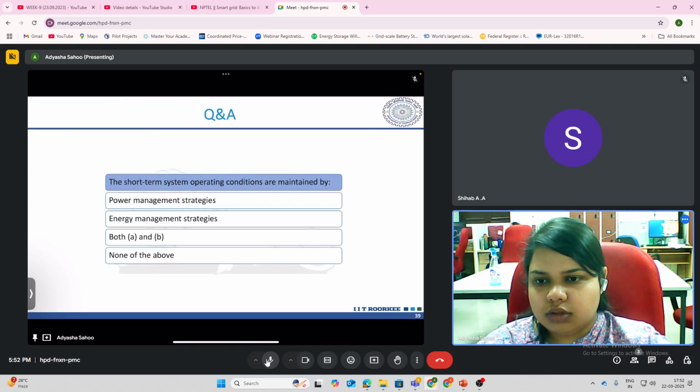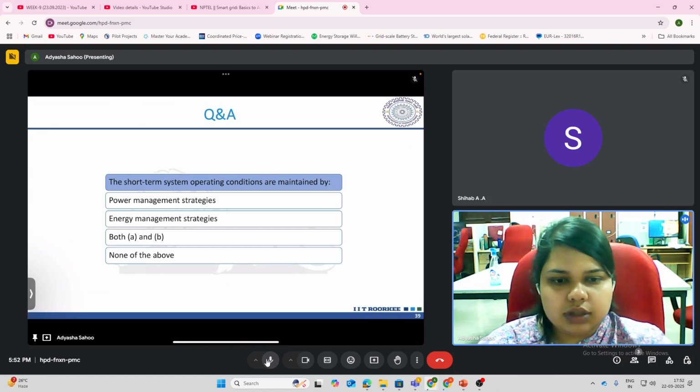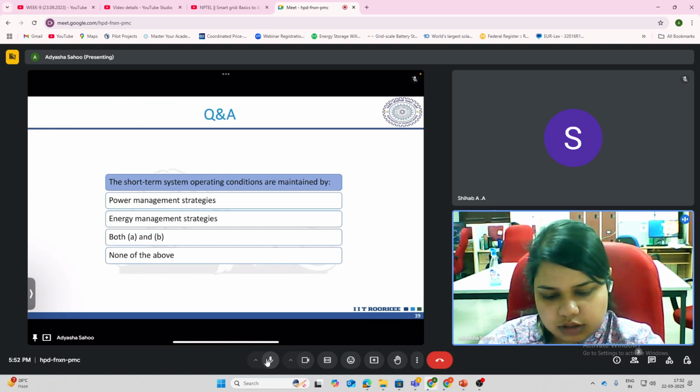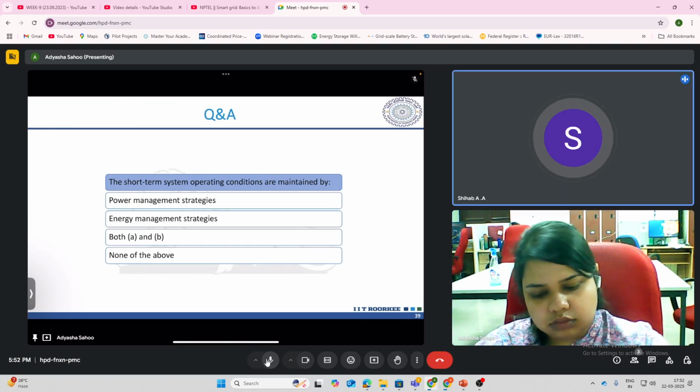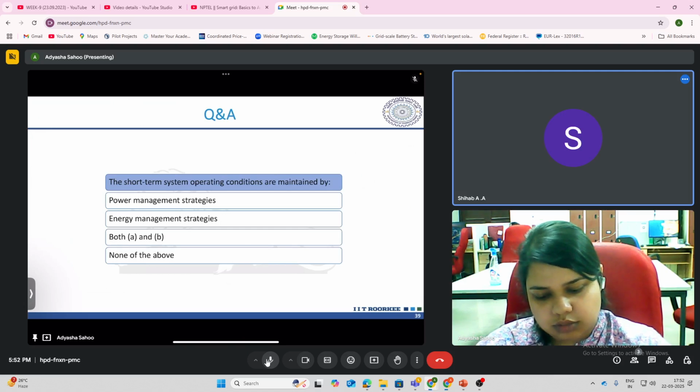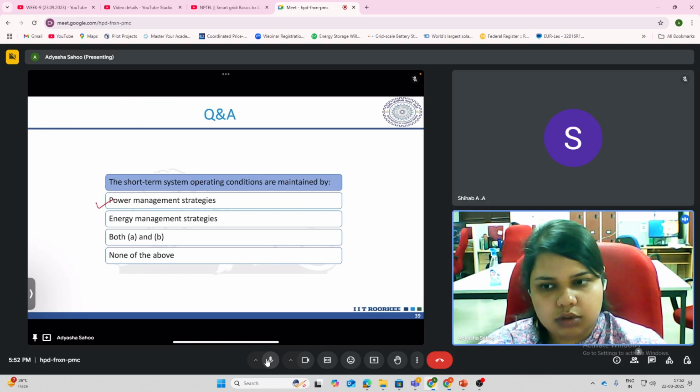The short-term system operating conditions are maintained by power management strategies or energy management strategies, both or none. Short term is actually power management. In the long term, we are concerned about energy.